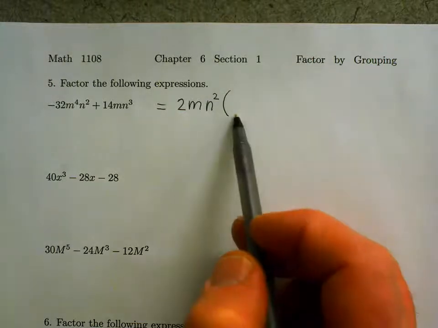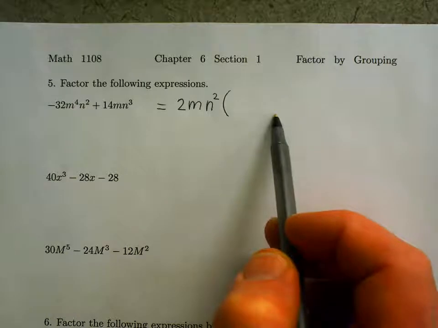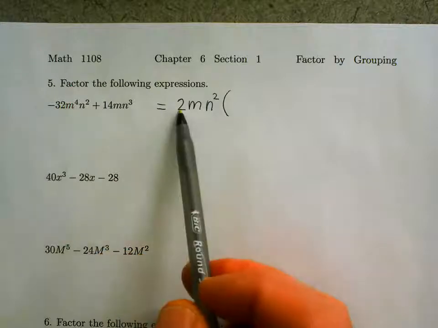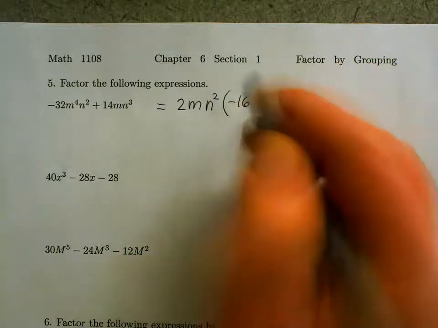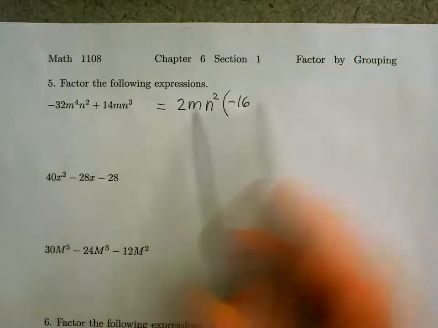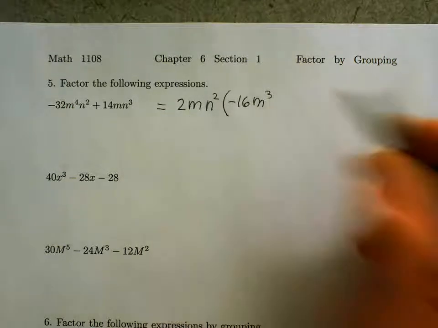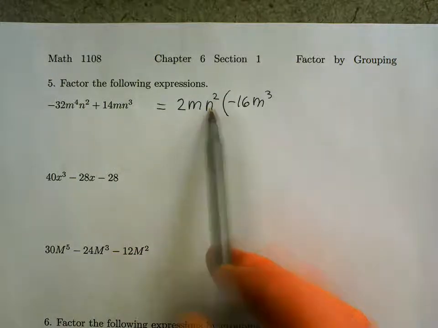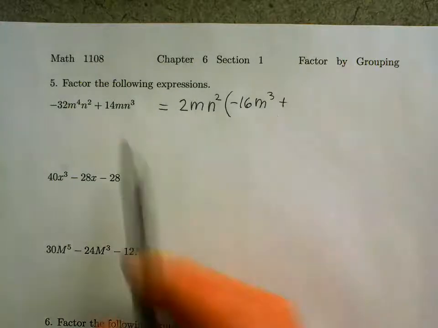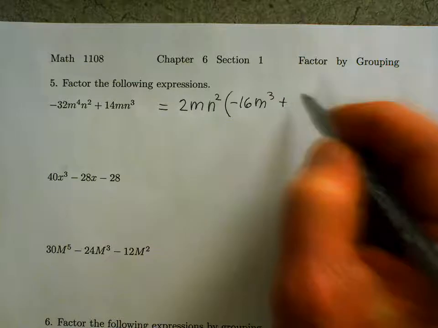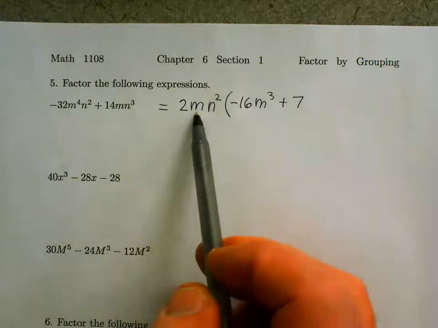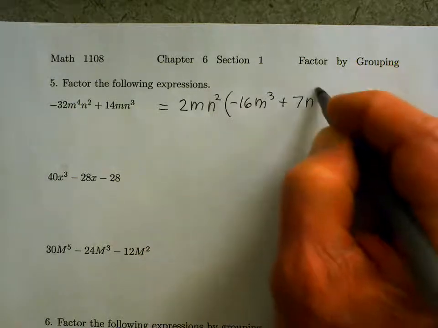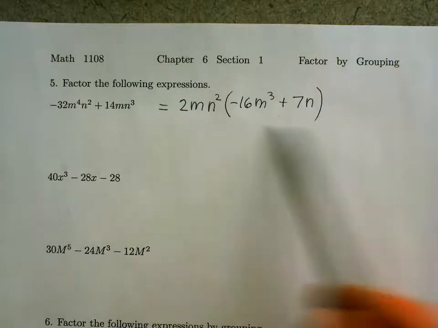And then we need to find what goes on the inside of the parentheses. So we can do that visually. Negative 32 divided by 2 is negative 16. M to the fourth divided by m is m to the third. And n to the second divided by n to the second is 1. Okay, then we move over to the next term. 14 divided by 2 is 7. M divided by m is 1. And n to the third divided by n to the second is n. So this is our factorization.